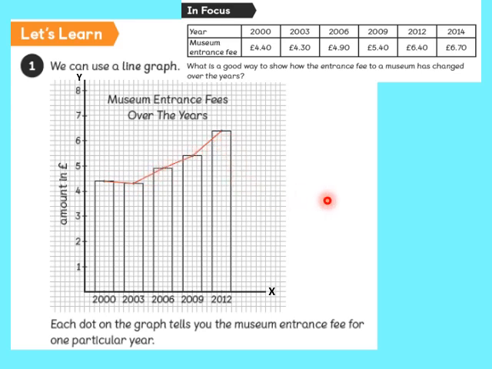So looking at the line graph, what trends or patterns can you see straight away? That's right, by putting the information on a line graph, we can instantly see that the entrance fee has increased or gone up over the years or as time has passed.